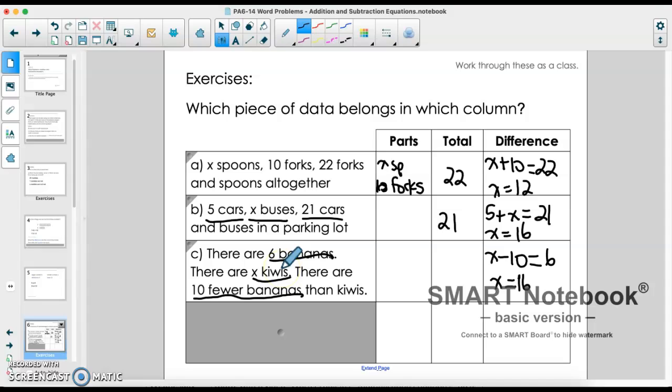So actually now at this point, what you can do is you can pause it and you can work on at least number 1 in the workbook on page 82.